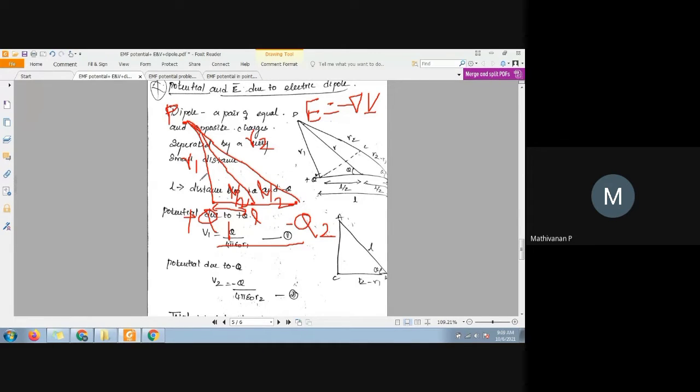Now this is R1 and this is R2. Now I am going to draw a perpendicular line. If this is R1, up to this we have R1. From this point to point P, it is R1. What will be this distance?